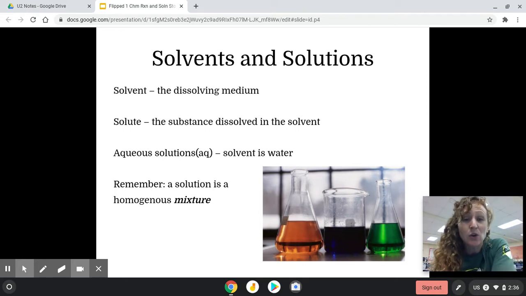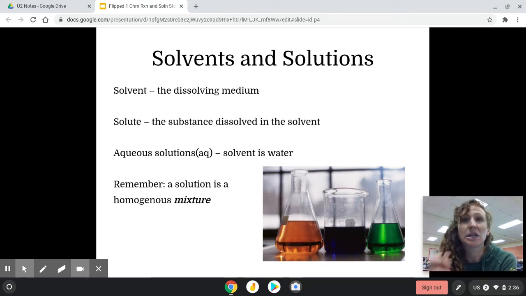Okay, so to start us out, we're going to talk about solvents, solutes, and aqueous solutions. So the solvent is the thing that's doing the dissolving. Usually in our class, our solvent is going to be water. We dissolve things into water. So whatever the medium is that you're dissolving into, that's your solvent.